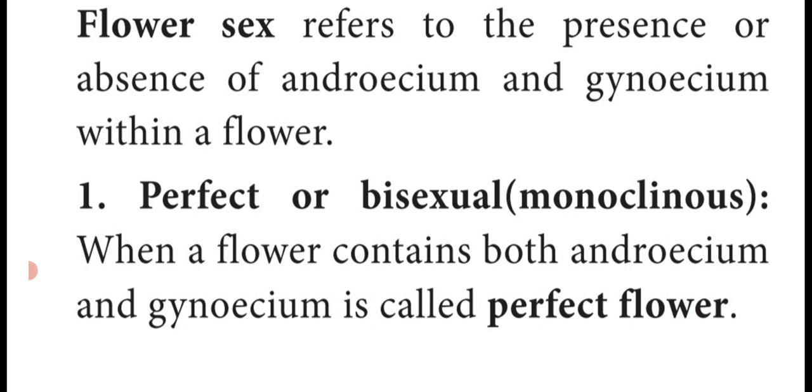Bisexual means both the sex organs, the male sex organ and the female sex organ, are present in the same flower. That is known as a perfect flower or bisexual flower or monoclinous. Monoclinous means both the sex organs are present in the same flower. That is known as a perfect or bisexual or monoclinous flower.